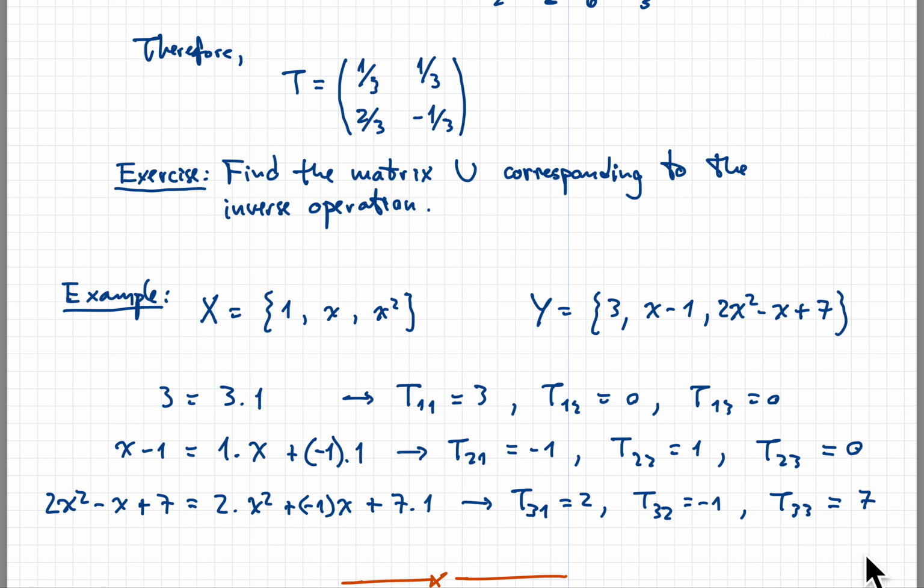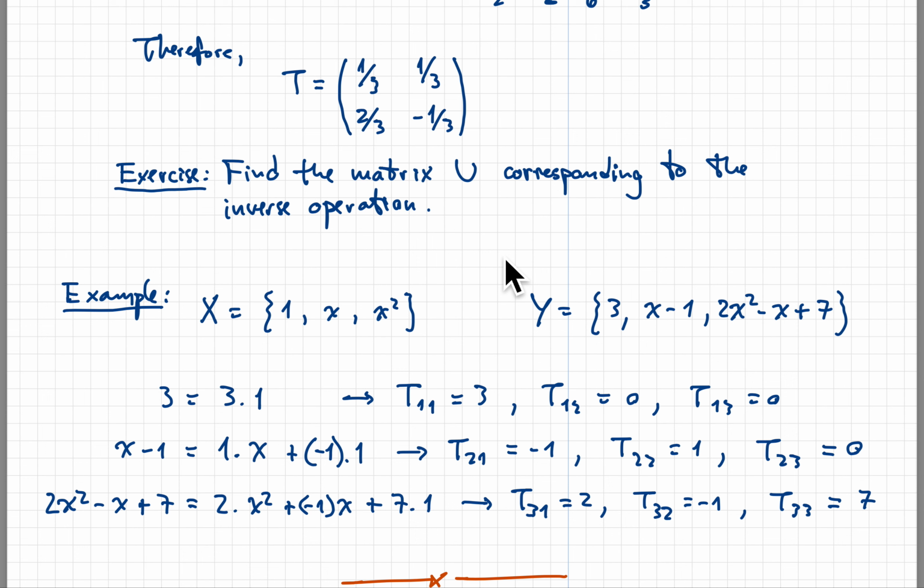And then this would give us a 3 by 3 matrix, which you can read off right here. The components, if you read them by rows, are going to be 3, 0, 0, minus 1, 1, 0, and finally 2, minus 1, and 7. And that will be your T matrix that connects this basis with this basis. And if you want to transform coordinates from one to the other, you would use that T matrix or its inverse. As an exercise, you should try to calculate how to express these vectors as linear combinations of these vectors, and that will give you the U matrix.